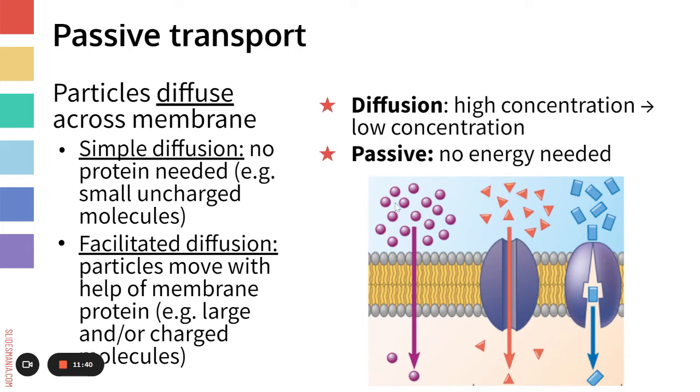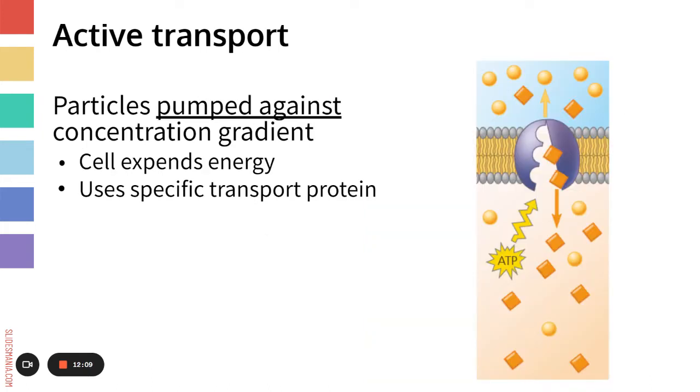So diffusion can be either simple diffusion or facilitated diffusion, but in both cases, you're going to go from high concentration to low. They're both examples of kinds of diffusion. And this is the direction that molecules want to move in. They want to go from high to low, so you don't need to put in any energy to make it happen. So it's passive.